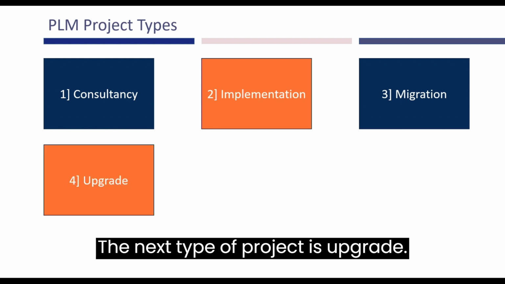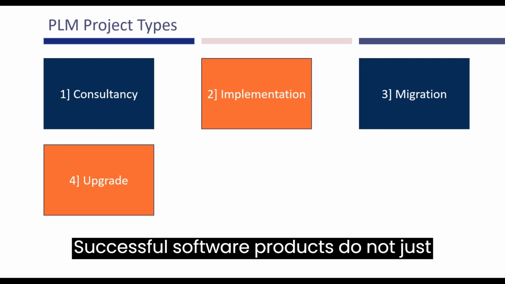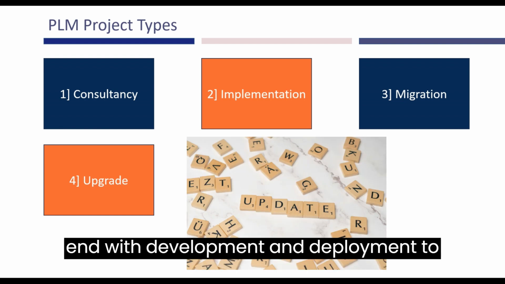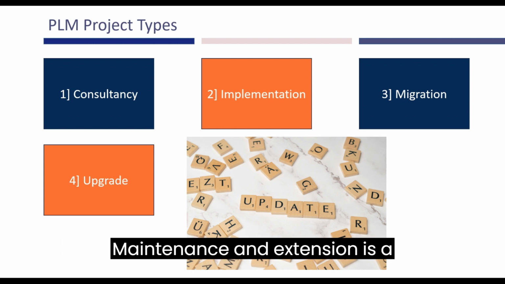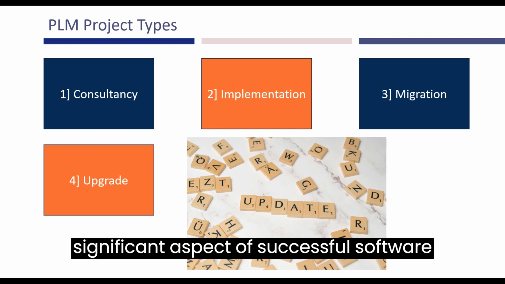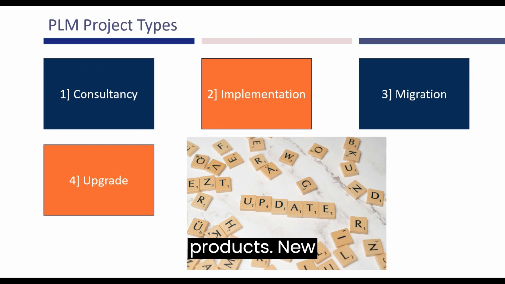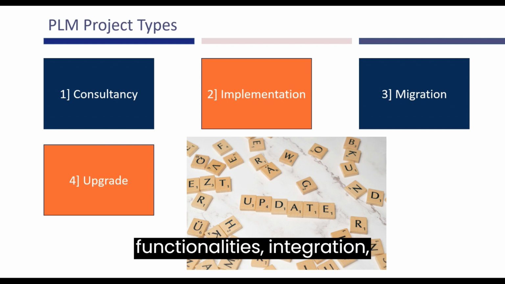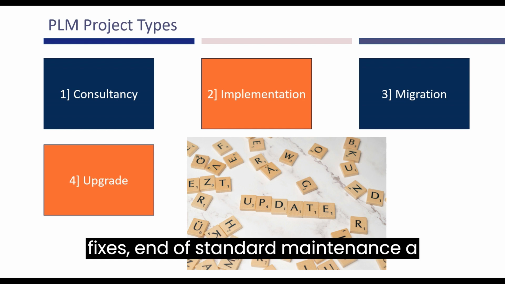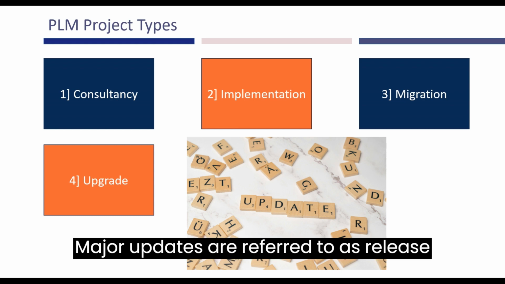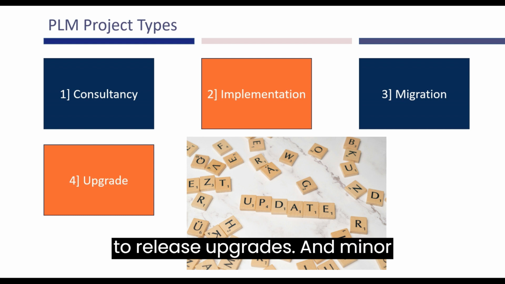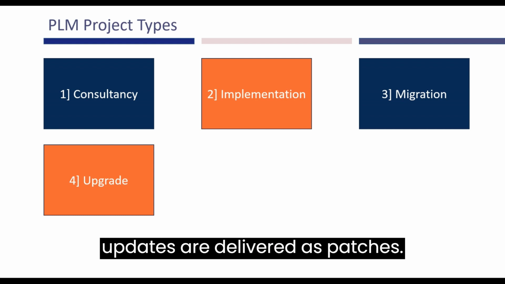The next type of project is upgrade. Successful software products do not just end with development and deployment to users. Maintenance and extension is a significant aspect of successful software products. New functionalities, integration compatibilities, updates, fixes, end of standard maintenance are all drivers for an upgrade project. Major updates are referred to as release-to-release upgrades, and minor updates are delivered as patches.